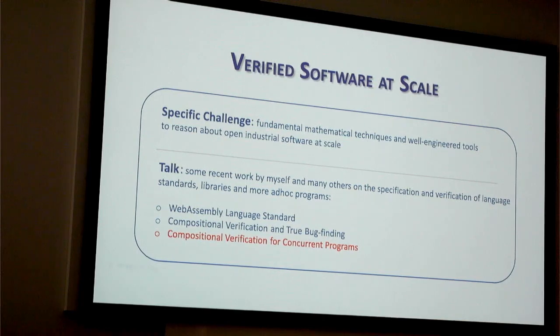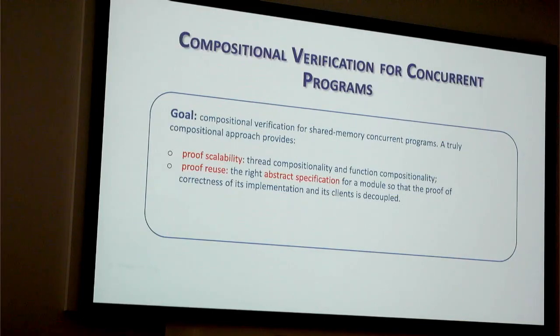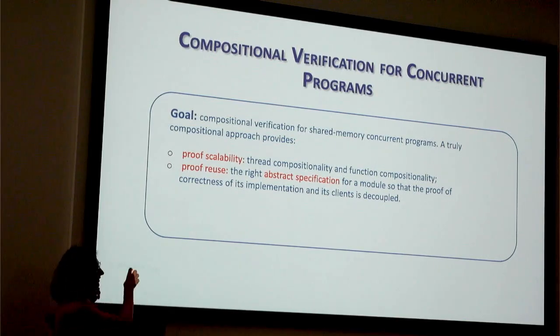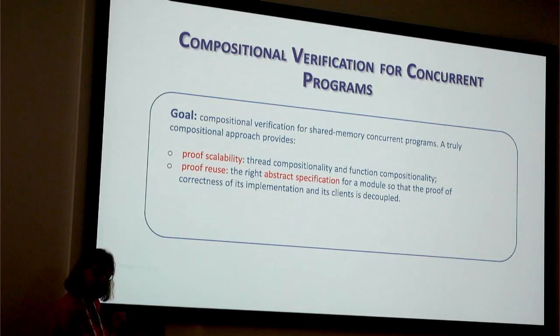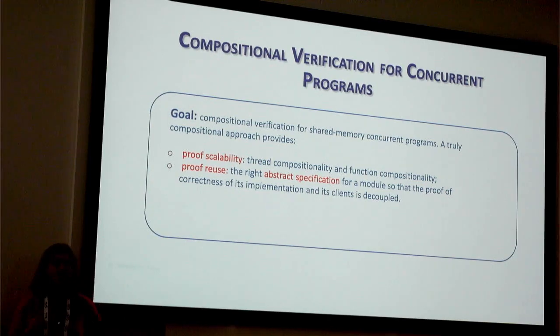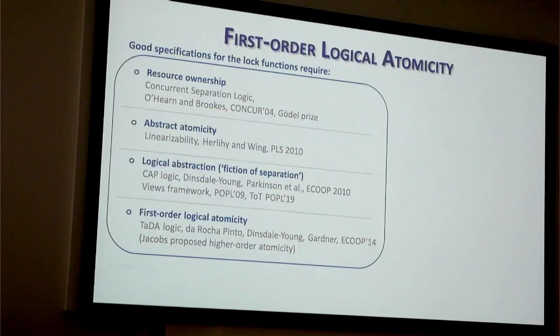I'm not going to say very much about concurrent verification, compositional verification for concurrent programs, because there are a lot of people that can talk about that. But I do want to emphasize something. So here we're talking about thread compositionality and function compositionality. You've heard about function compositionality just a moment ago, and about proof reuse. What does it mean to be in the right abstraction to easily use your reasoning.